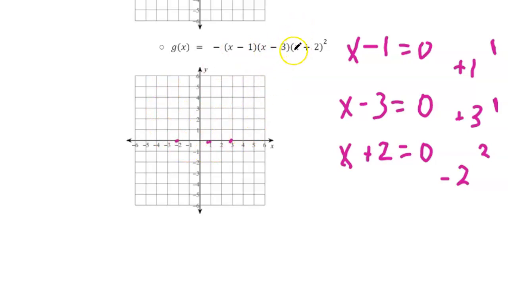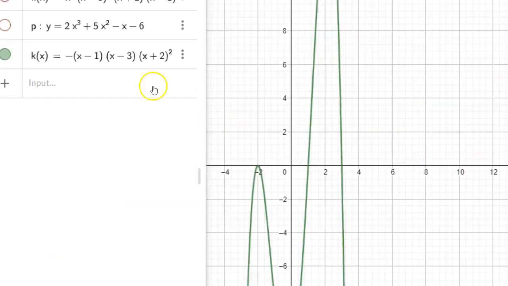But we'll just check. If you put a 4 into this thing, 4 plus 2 is 6, 4 minus 3 is 1, 4 minus 1 is 3. There I'd get a negative, because of the negative out front. So it does come out through the bottom. So no, I was probably right to start with. I had it typed in wrong before. But the graph, there it is.